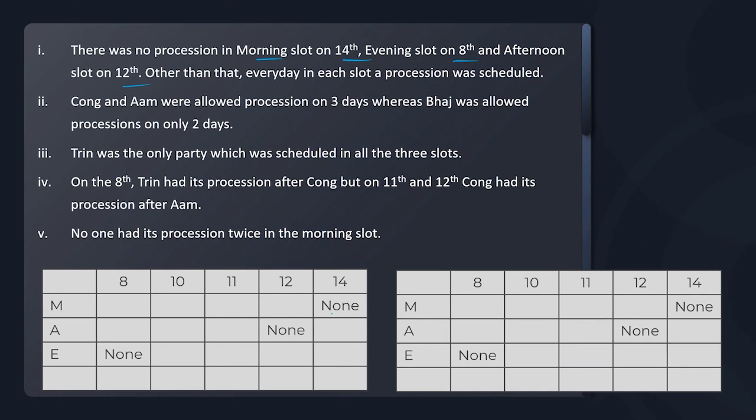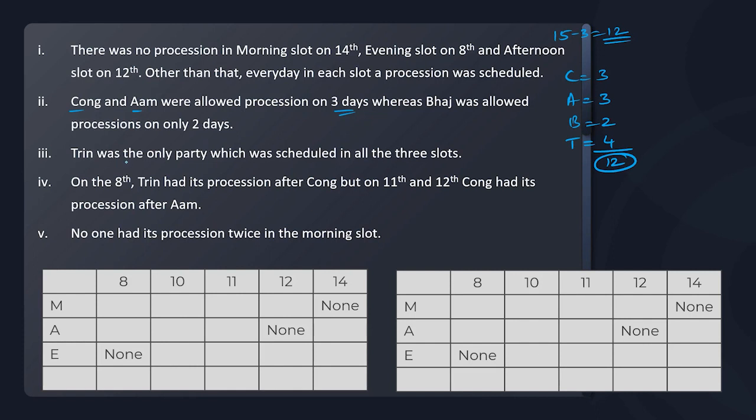Now, additional conditions given to us are that there are no processions on these days and these slots. So I have already marked them. None, none, none. So out of the 15 slots, 3 slots are gone. So you are now left with only 12 slots. C and A are allowed procession on 3 days. So C equal to 3 days, A equal to 3 days, B is 2 days. Therefore, T should be left with 4 days because the total should add up to 12.